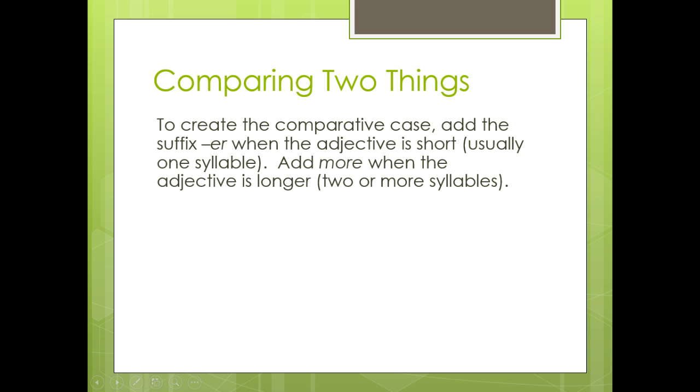When you compare two things and you find that one is more of something than the other, that's when we use the comparative case, and you add the suffix er when the adjective is short, meaning usually one syllable. If an adjective is longer, two or more syllables, we add the word more. And here's an example. You can see that these two things are unequal. Last week's test was hard, today's was harder. So one has more emphasis than the other, today's test.